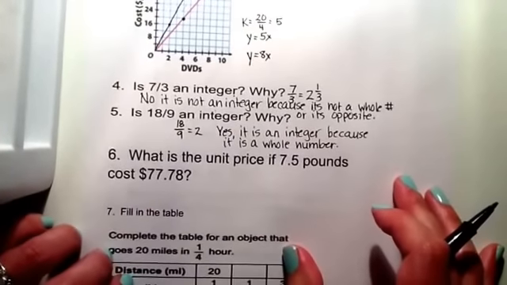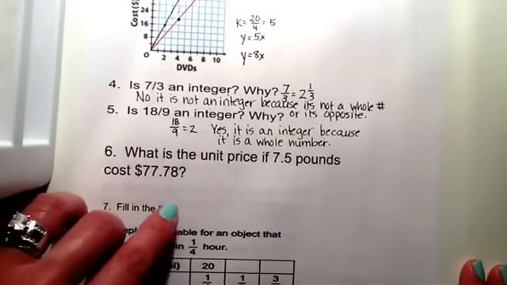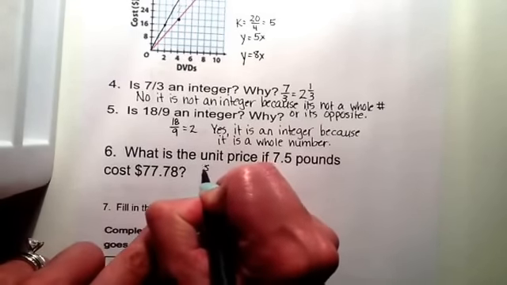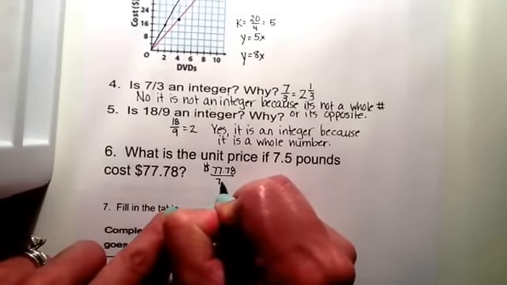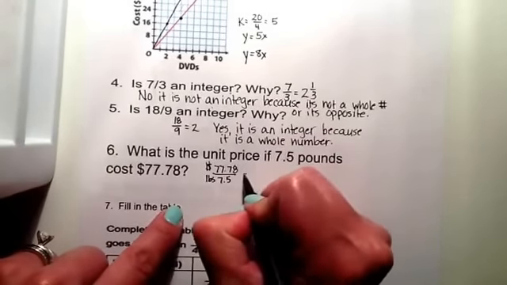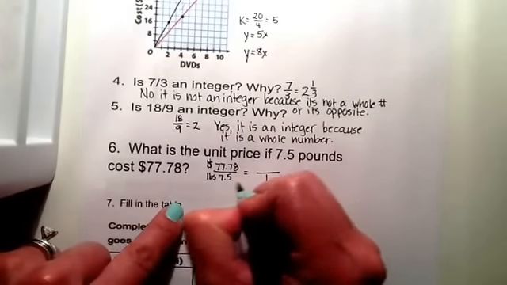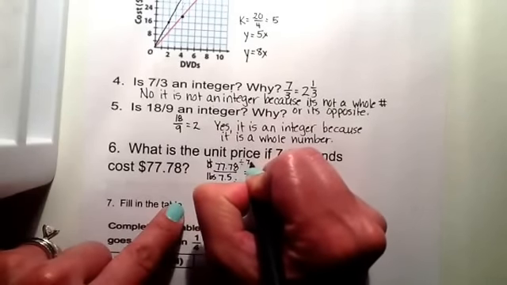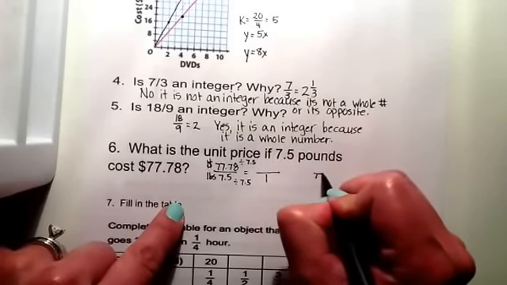Number 6, what is the unit price if 7 and 5/10 pounds cost $77.78? Okay, you have to remember the word unit means one. So when we set up our rate, $77.78 over 7 and 5/10, this is my pounds. I want to take my pounds down to 1. So I want my denominator to be 1 to find my unit rate. How did I get from 7 and 5/10 to 1? I divided by 7 and 5/10. Whatever I do to the bottom, I do to the top. So in order to get my unit rate, I'm going to have to do some decimal division over here.